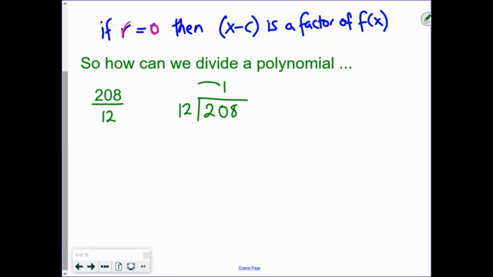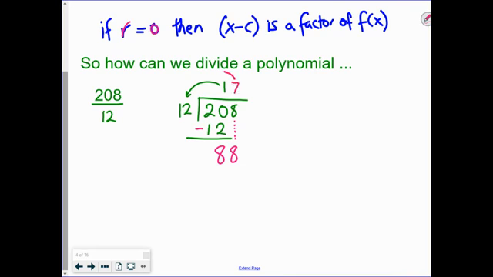And then you multiply back. 1 times 12 is 12. And then you get these two lines and you subtract and you end up with 8. Then you pull down your next number and you say, does 12 go into 88? Well, obviously, 88 is a lot bigger. And it actually happens to go in 7 times.